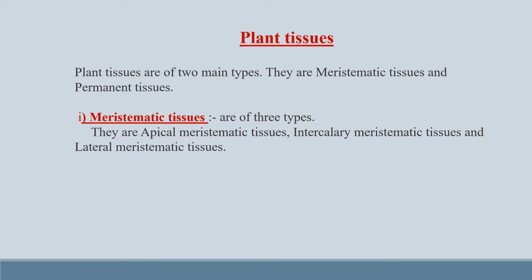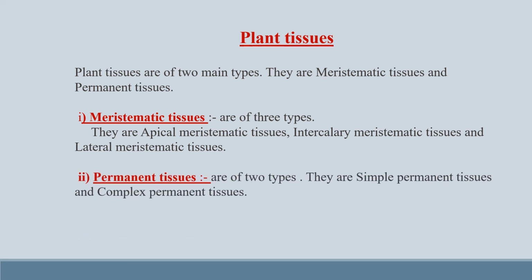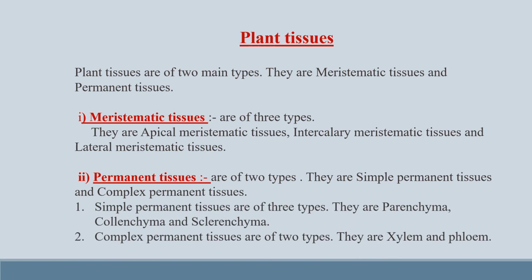This type of tissue occurs in the plants. There are three types of meristematic tissue. First is the apical meristematic tissue, second is intercalary meristematic tissue, and third is lateral meristematic tissue. Second is permanent tissue. Permanent tissue means the cells which lose the capacity of dividing. There are mainly two types of permanent tissue: simple permanent tissue and complex permanent tissue.